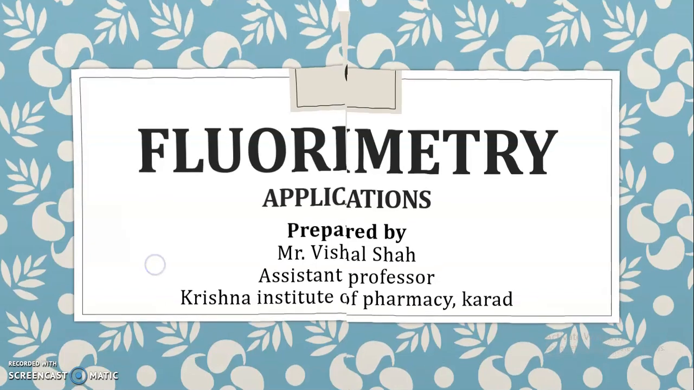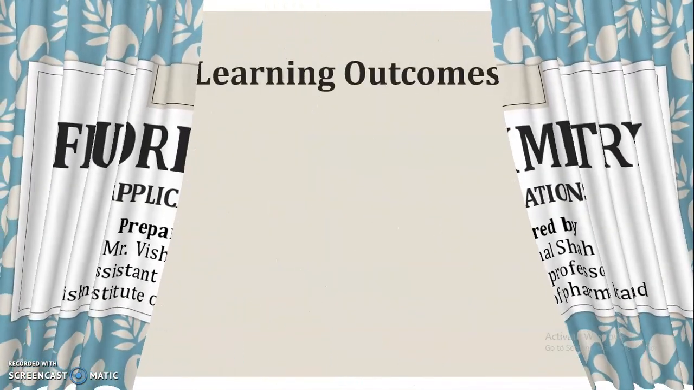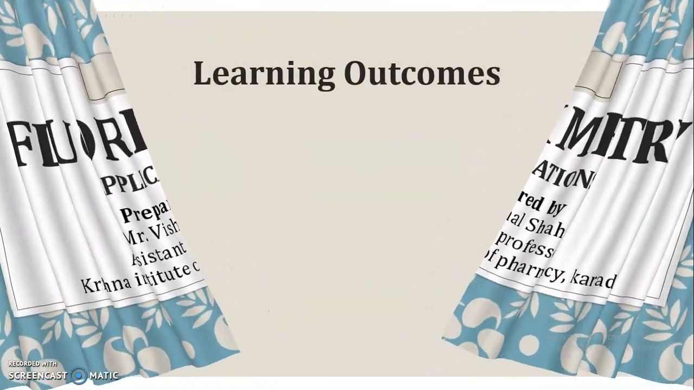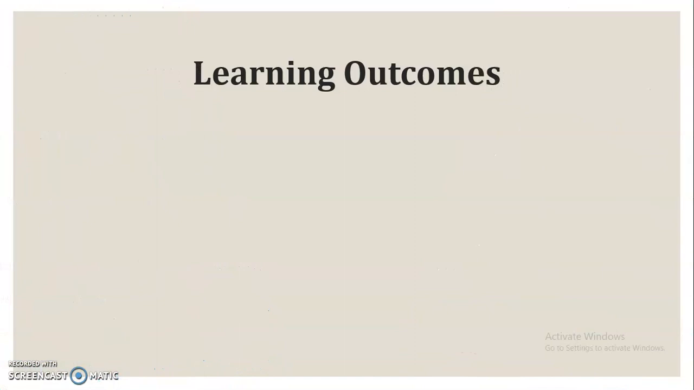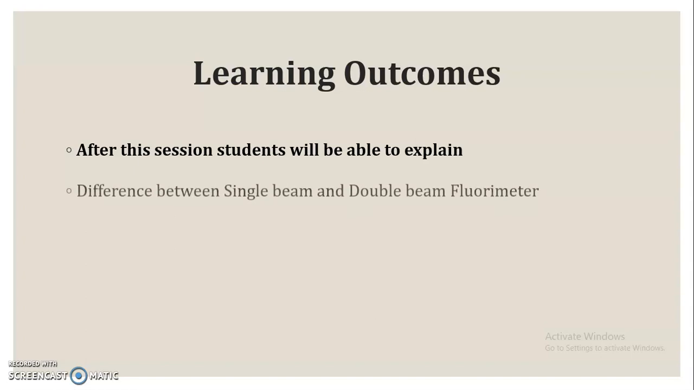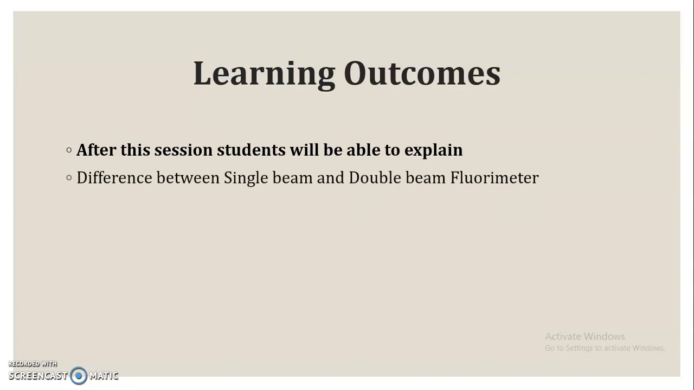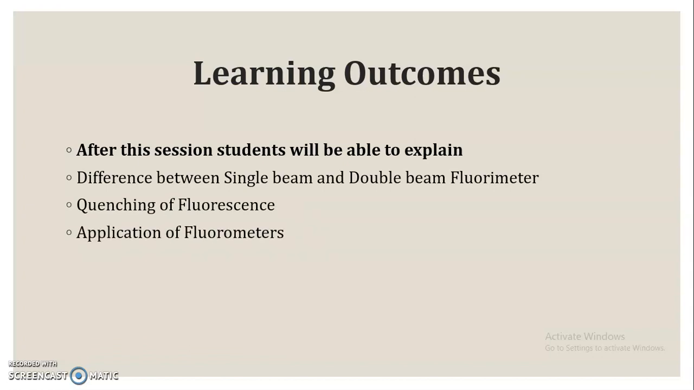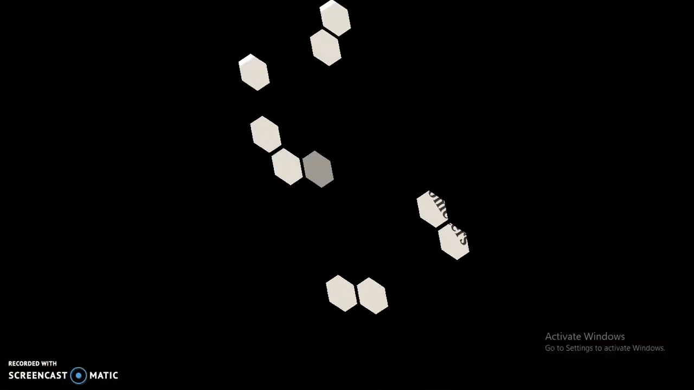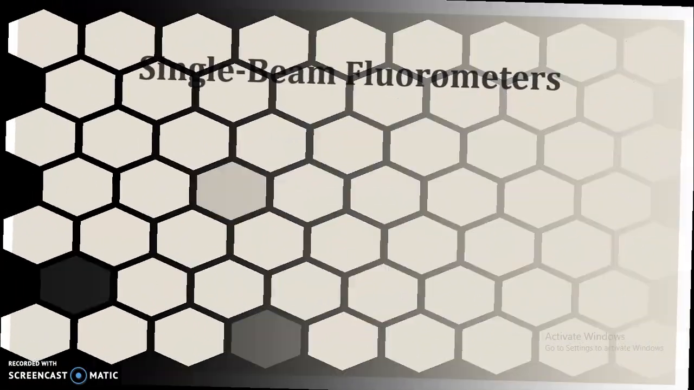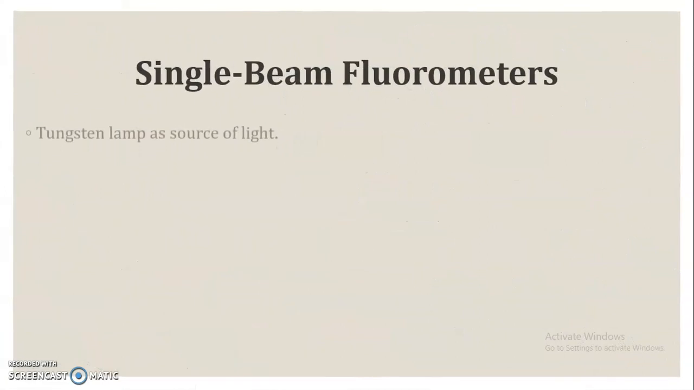Now, let's begin today's session. Before that, we will see what are the learning outcomes of this session. After this session, learners will be able to explain the difference between the single beam and double beam Fluorimeter, quenching of fluorescence, and applications of the Fluorimeters. Now, first we will see what is the meaning of single beam and double beam Fluorimeters.